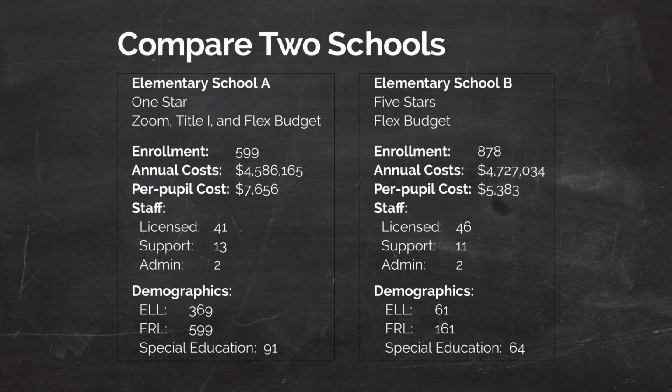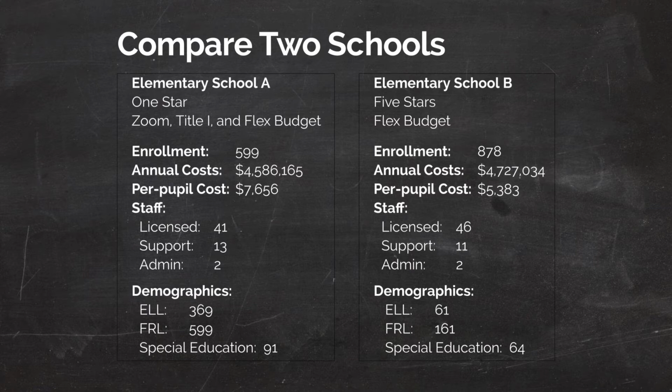So let's compare two schools in the Clark County School District. We have Elementary School A, which is a one-star school, but it also has programs for Zoom schools. It has a Title I program and a flexible budget. We have Elementary School B, which is a five-star school, and it has a flex budget. The enrollment in Elementary School A is approximately 599 students, while the enrollment in Elementary School B is approximately 878 students.